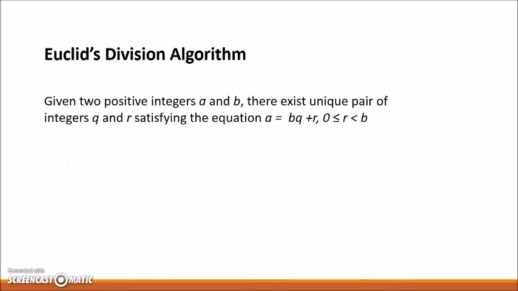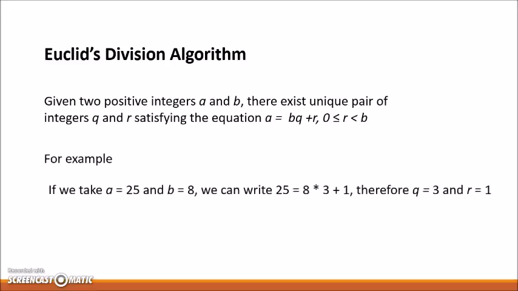So what does Euclid's division algorithm say? It says, given two positive integers a and b, there exist a unique pair of integers q and r satisfying the equation a is equal to bq plus r, where 0 is less than or equal to r, which is less than b. For example, if we take a as 25 and b as 8, we can write 25 equals 8 multiplied by 3 plus 1. Therefore, we get q is 3 and r is 1.